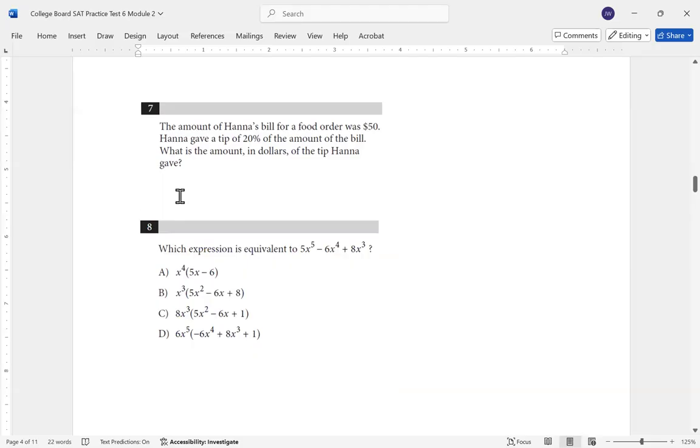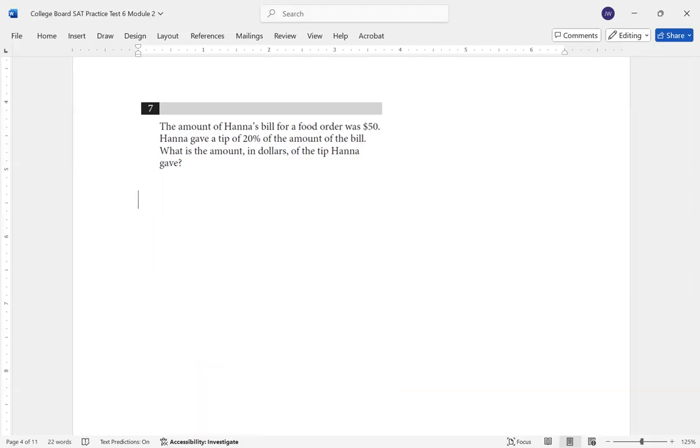Question 7. The amount of Hannah's bill for a food order was $50. Hannah gave a tip of 20% of the amount of the bill. What is the amount in dollars of the tip that Hannah gave? So basically, if we're trying to find the tip, it is going to be 20% of the bill.